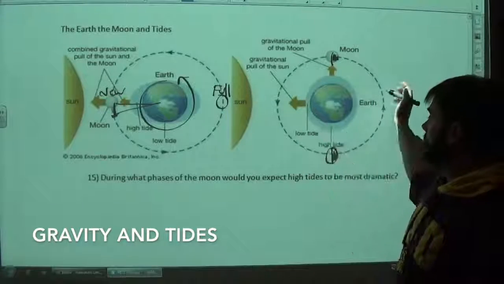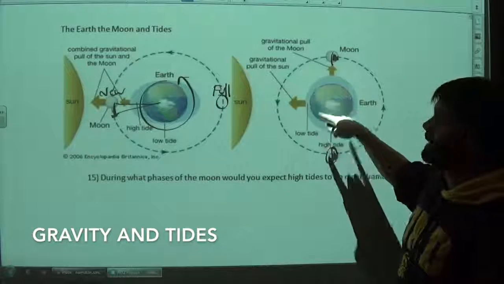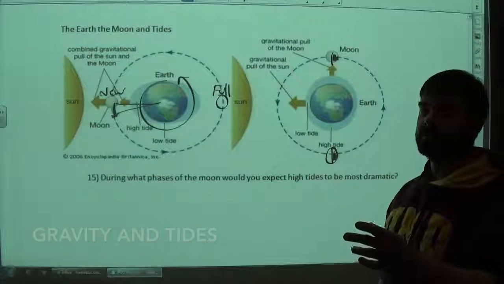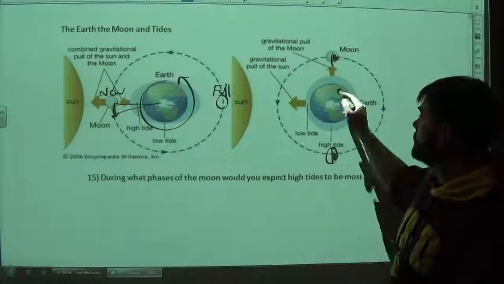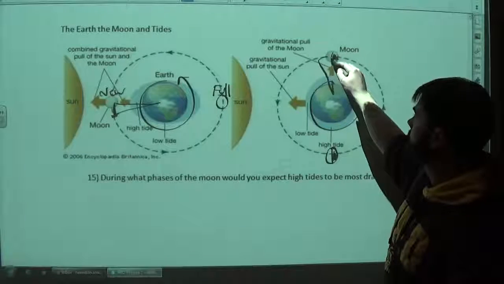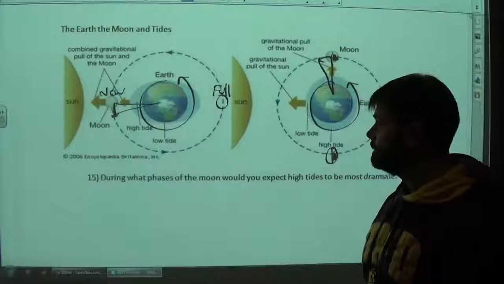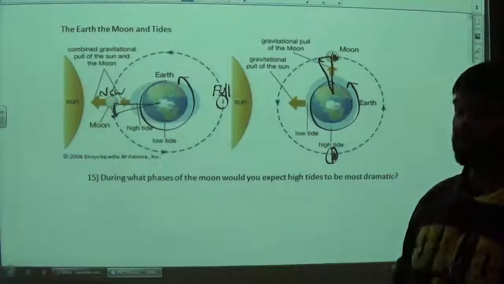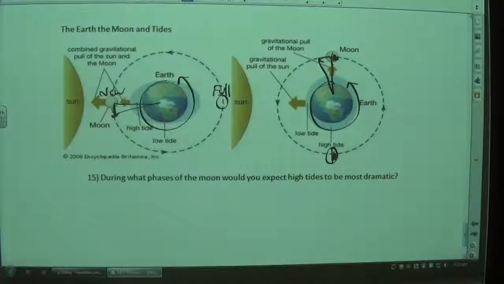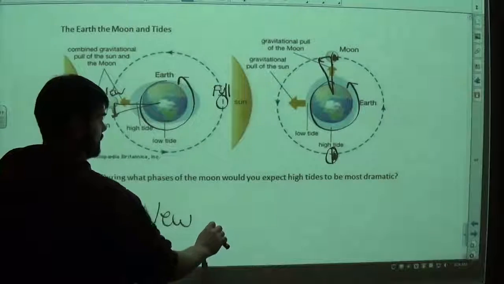So as the moon rotates and we still have high and low tides, we have high tides in between the moon and low tides here, but they're less significant because you don't have the magnifying effect of the sun's gravity and the moon's gravity in line with each other. So this again still goes around in 24 hours, and the moon only moves this short distance in 24 hours. So it takes about 29 days for that cycle to continually repeat itself. So that's basically the relationship between moons and phase changes. So for number 15, when they're asking during what phases of the moon do you expect the tides to be the most dramatic, it would definitely be during new moons and full moons.